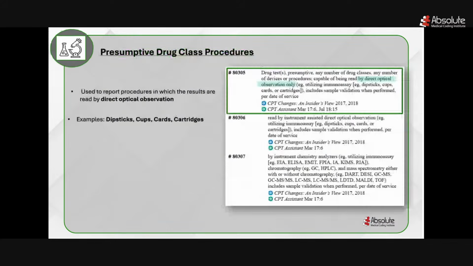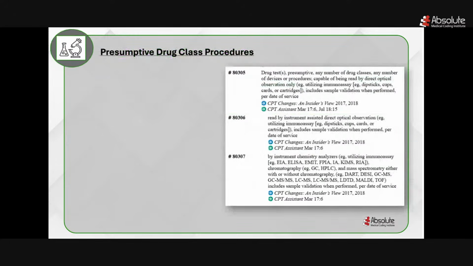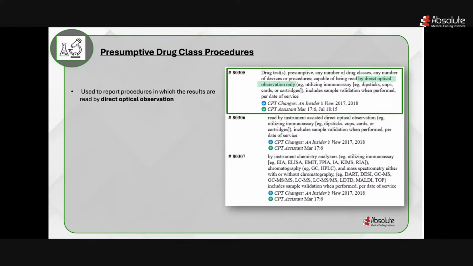And next, let's look into the CPT codes for presumptive drug class procedures. We have first CPT code 80305. It is used for the procedures where the results are read by direct optical observation. This means the lab reads the results visually without any automated analyzers, just by looking at it. You have examples such as dipsticks, cups, cards, or cartridges.